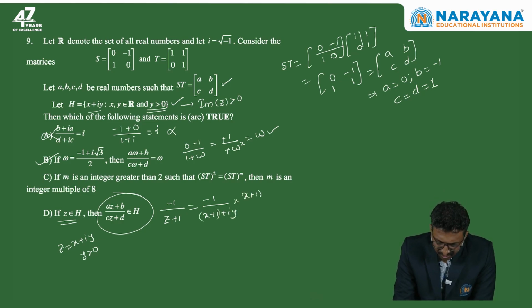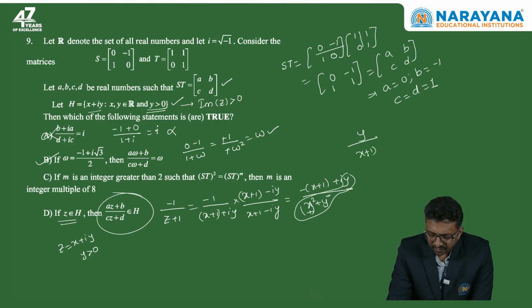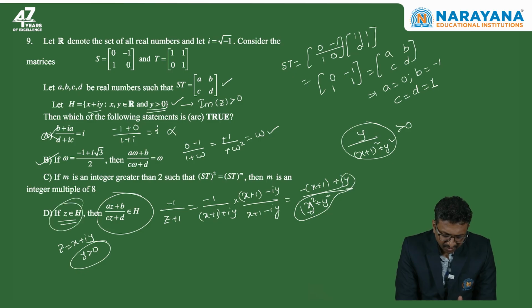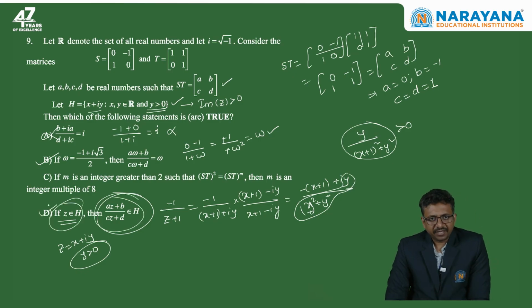So if you do conjugate multiplication, the denominator will be x plus 1 whole square plus y square. The numerator will be minus of x plus 1 plus iy. So the imaginary part of this is y divided by x plus 1 whole square plus y square. So if y is greater than 0, obviously this is also greater than 0, which implies if z belongs to H, this also belongs to H. So D is also correct.